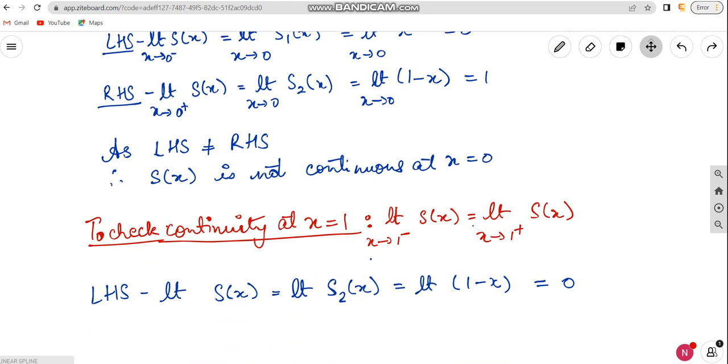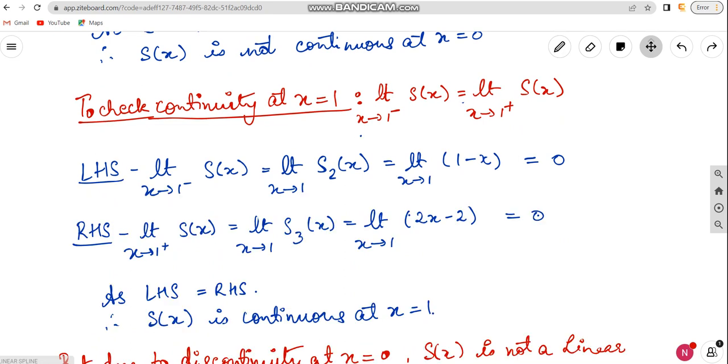Now, if we check the continuity at x equal to 1 on a similar basis, my left hand limit is limit x tending to 1 negative of the function. 1 negative means when x is less than 1, so I am talking about s2. When you apply the limit, I get 1 minus 1, that is 0. The right hand limit will give me 1 positive. When is x greater than 1? When we are talking about s3. s3 is 2x minus 2. So when we put 1 there, I get 2 minus 2, again 0. So here my left hand and right hand limits are equal.